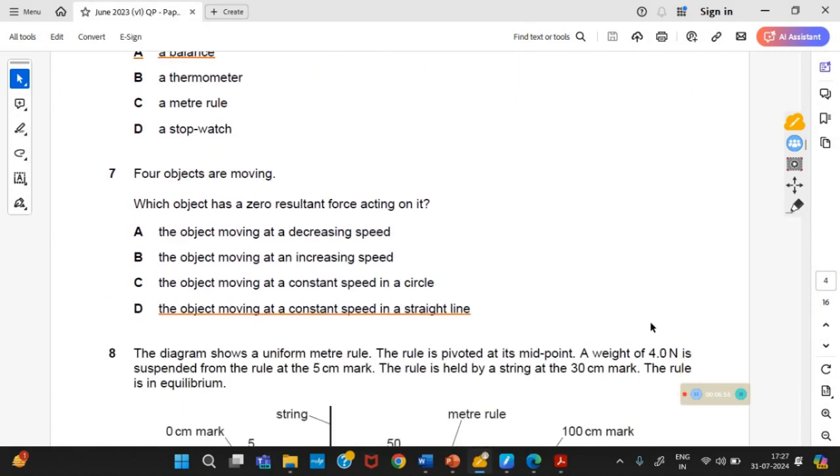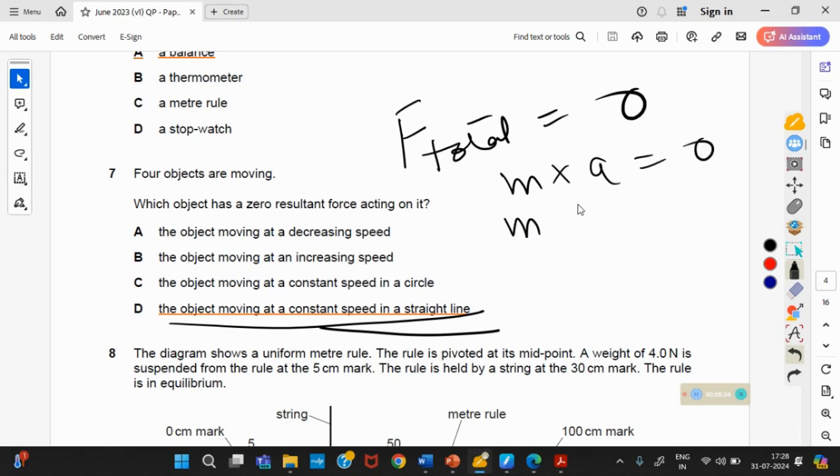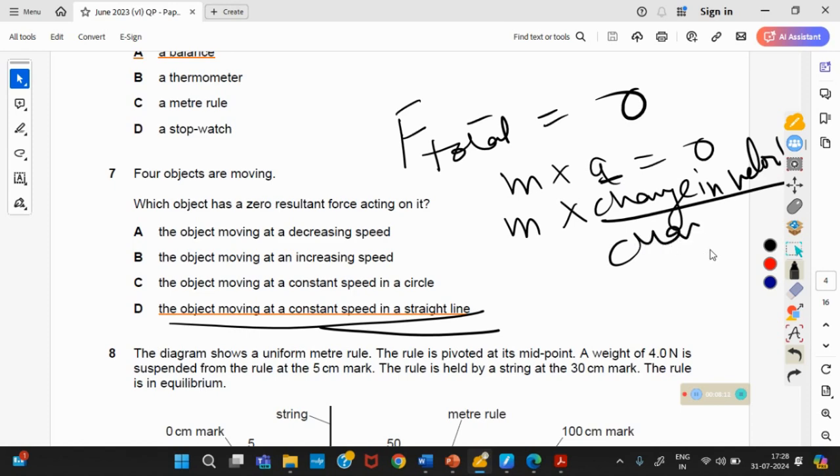Four objects are moving. Which object has a zero resultant force acting on it? We know that if the resultant force acting on a body is zero, its speed must be constant, and it should be moving in a straight line. Let's try to understand why. If force is zero, it means mass times acceleration is zero. Mass, and what is acceleration? It is change in velocity divided by change in time.